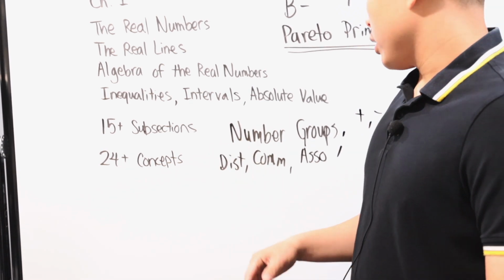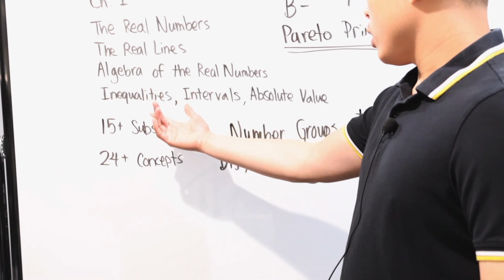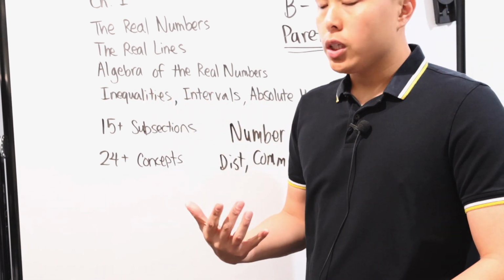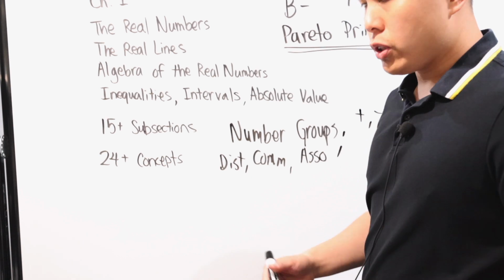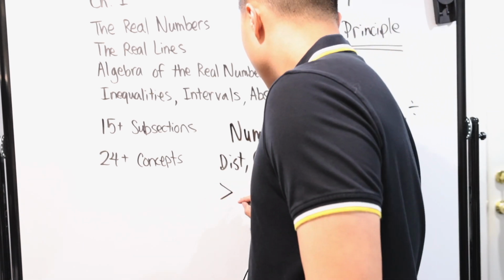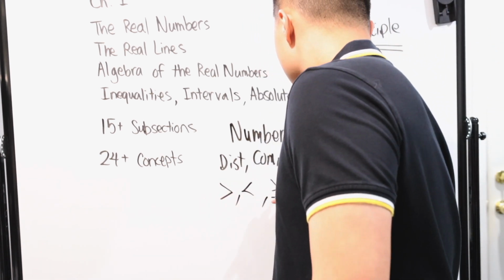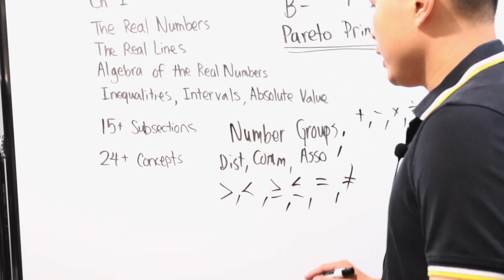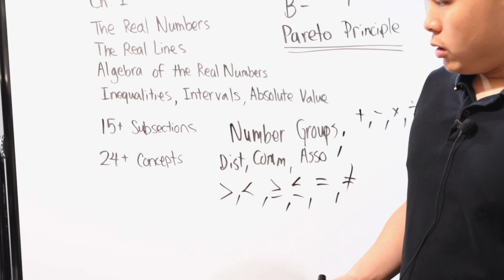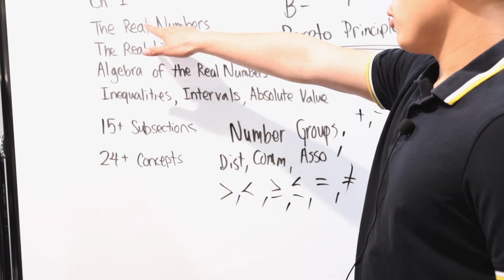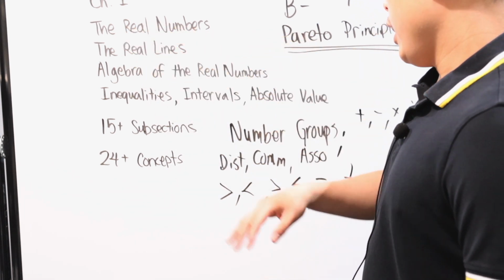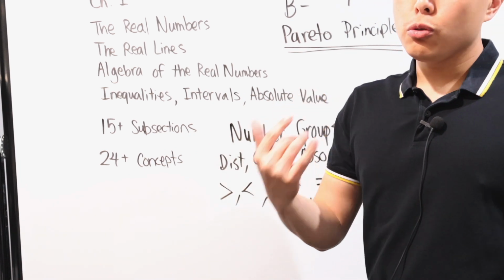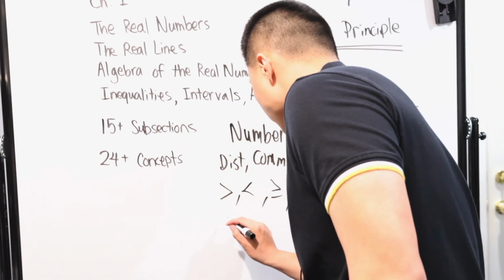And then of course you're working with what else? Inequalities, intervals, and absolute value, which actually is not all that different. It's just comparison, right? You have your greater than, less than, greater than or equal to, less than or equal to, equal, and of course not equal. That's all it is. And then of course, since they're talking about real number lines and potential absolute value, you need to understand graphing of them.